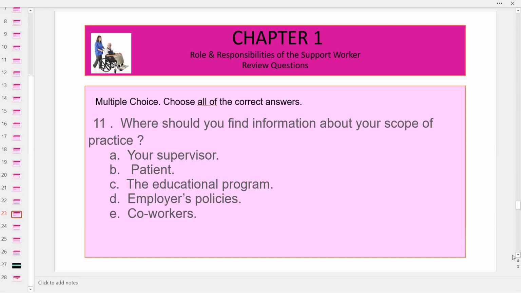Question number 11, multiple choice. Choose all of the correct answers. Where should you find information about your scope of practice? A, supervisor. B, patient. C, the educational program. D, the employer's policies. E, co-workers.